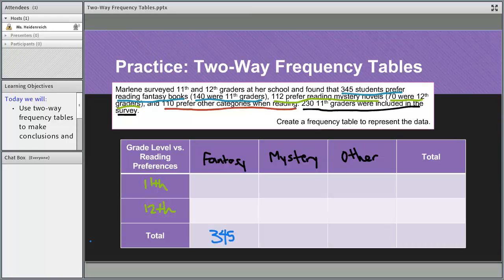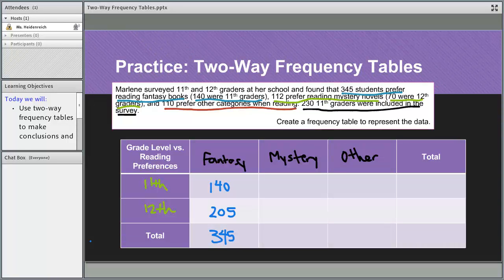And 140 were 11th graders. And we can figure out that missing number in that column by subtracting 345 minus 140. And that's going to tell us how many 12th graders there are. So it turns out that that number was missing, but it comes out to 205 once we subtract.